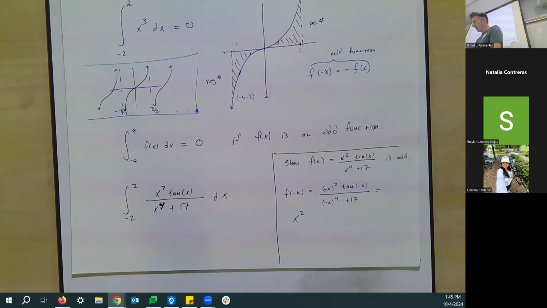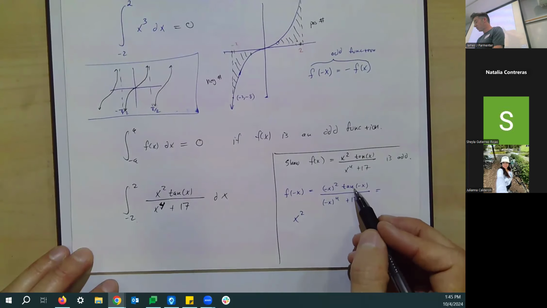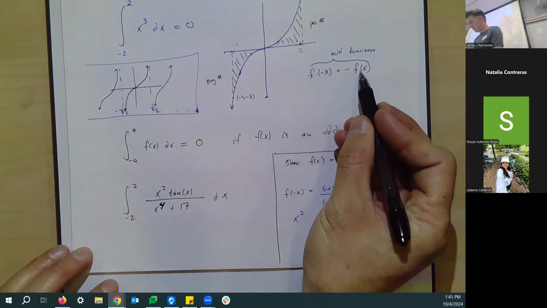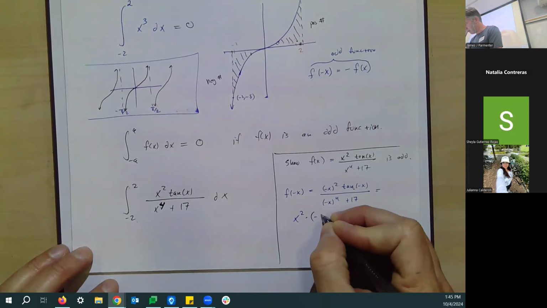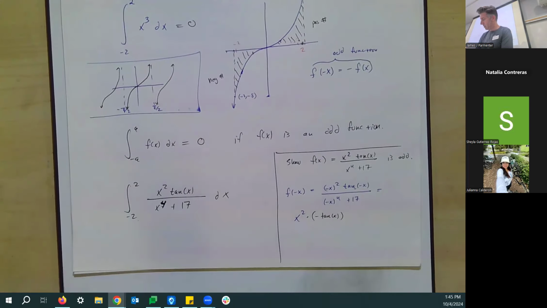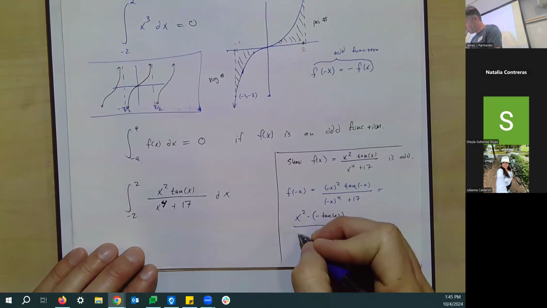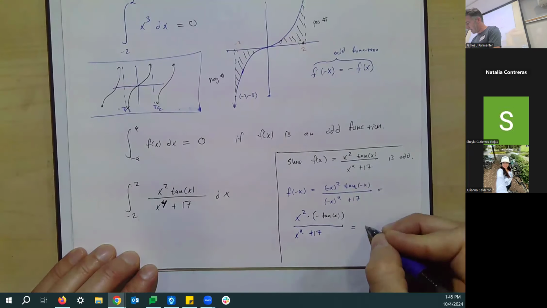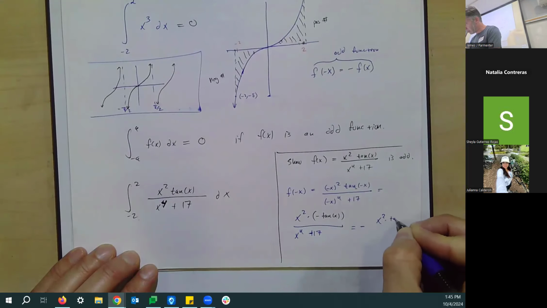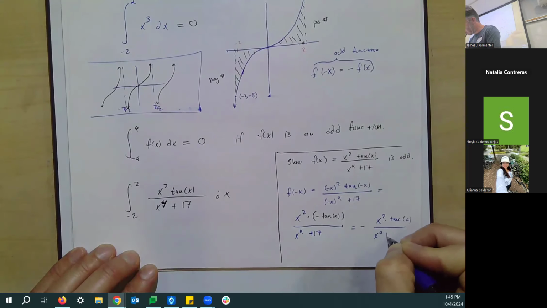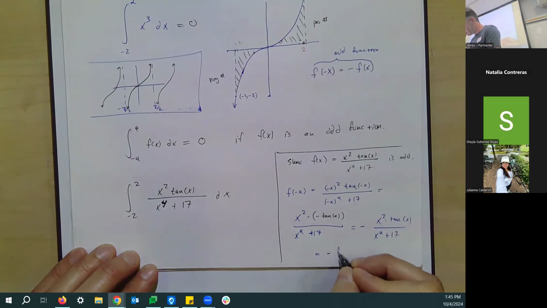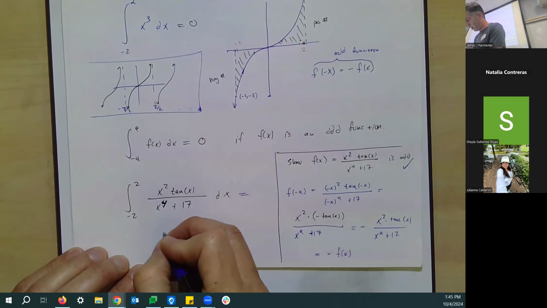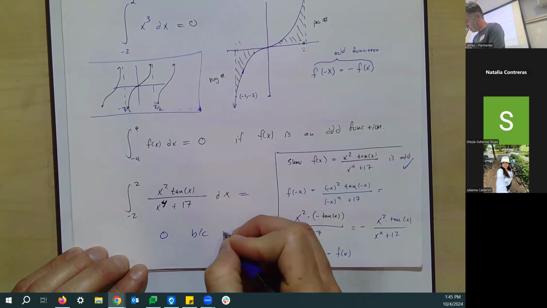So if tangent is an odd function, that means that tangent of negative x is equal to negative tangent of x. So I can write this as negative tangent of x. I switched colors, sorry about that. Negative x to the fourth is just x to the fourth plus 17. And then the negative comes out in front, and we do in fact get negative x squared times tangent of x over x to the fourth plus 17. So that is equal to the negative of the original function. So yes, f of x is odd, which means this is equal to 0 because the integrand is odd.